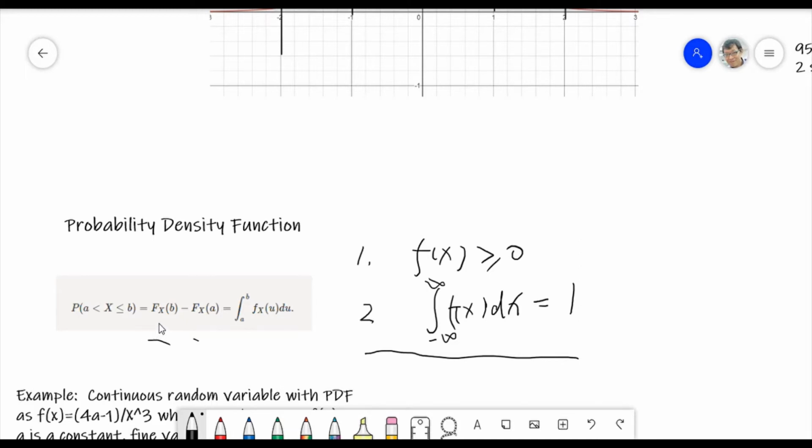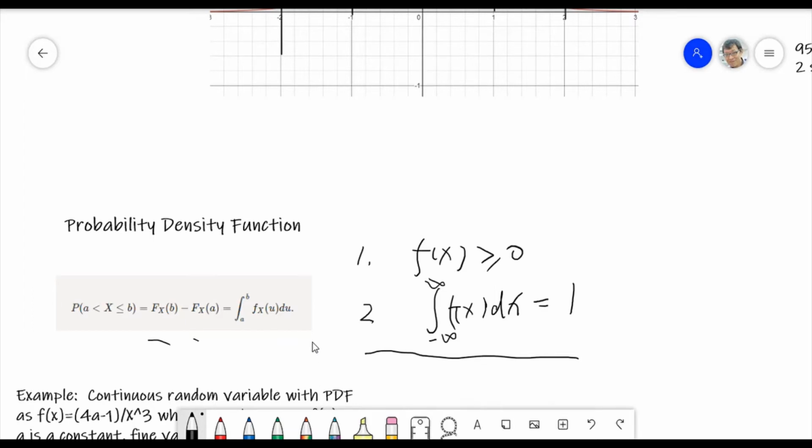What is F(x)? Think about that. F(x) is the antiderivative: if you take the derivative of F(x), it becomes the small f(x). This f(x) we call the continuous random variable's PDF, right? PDF. Okay, they have two characteristics.